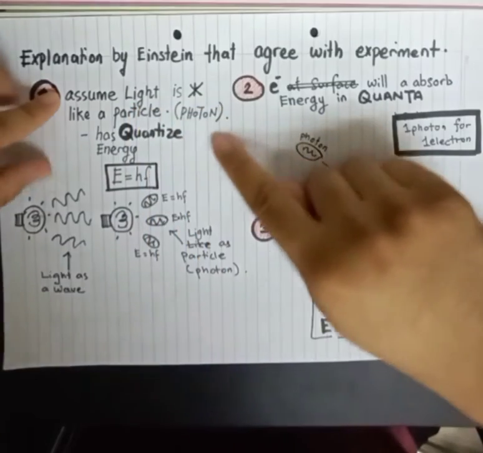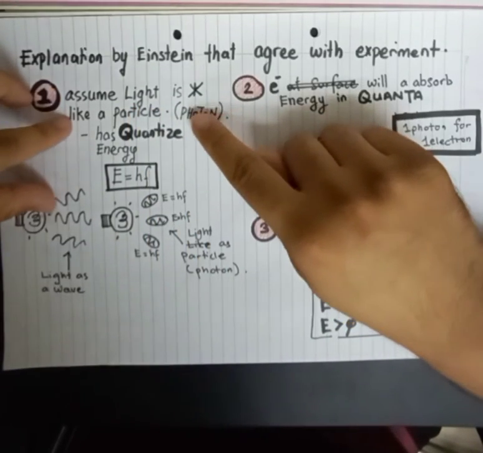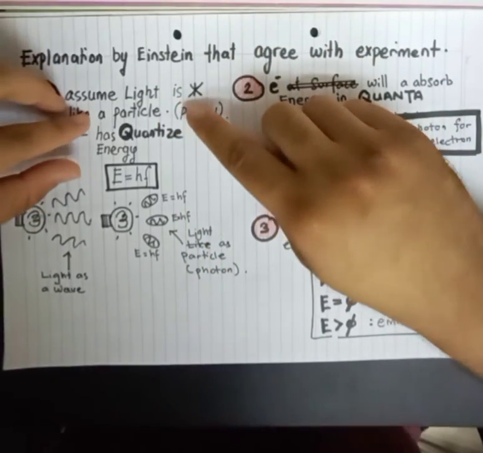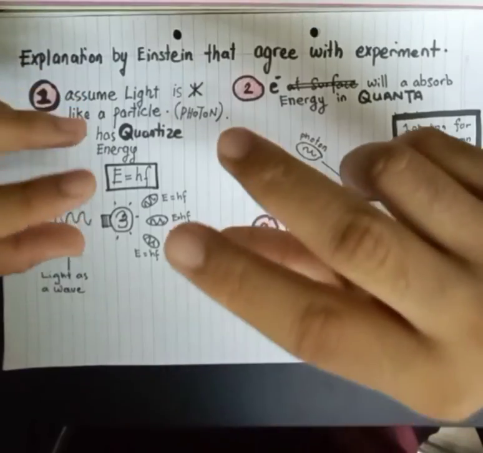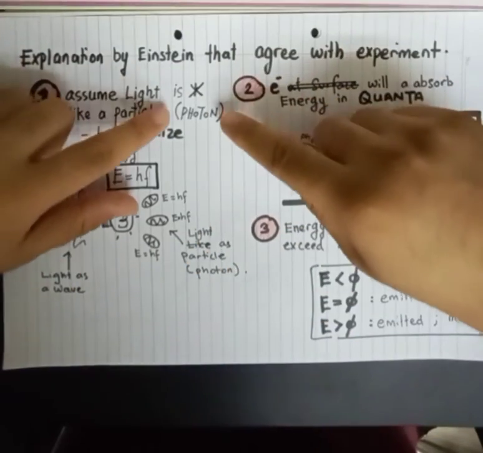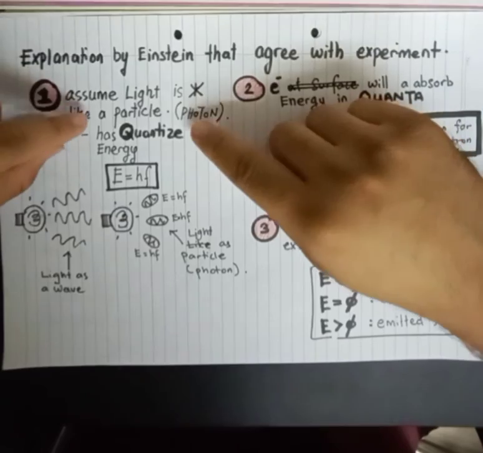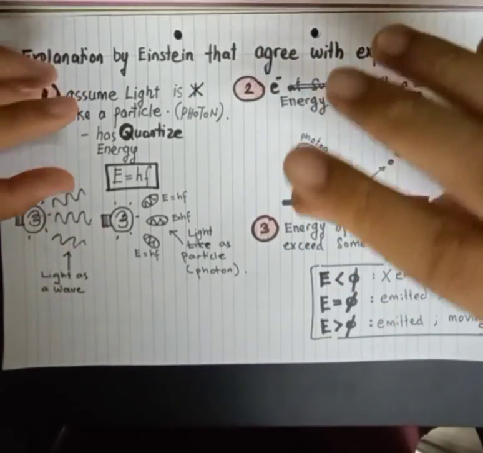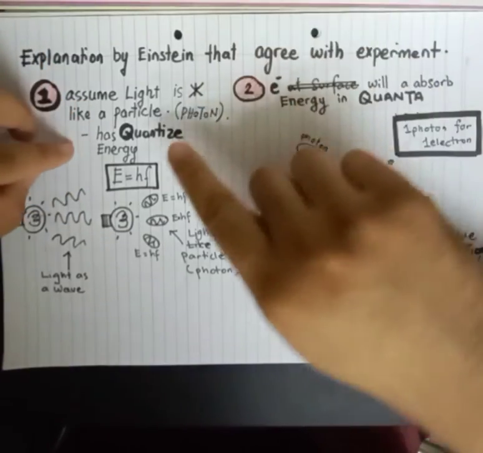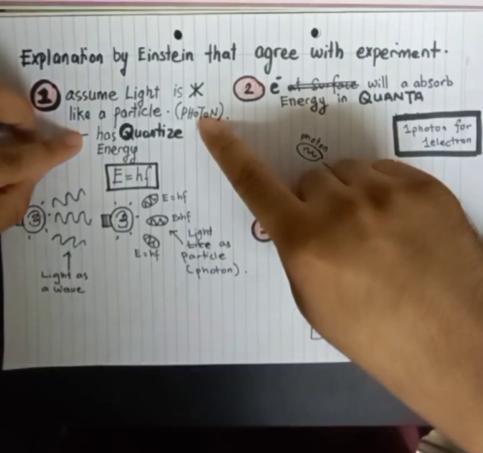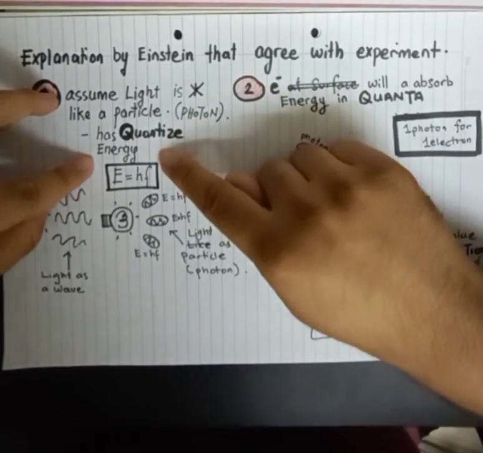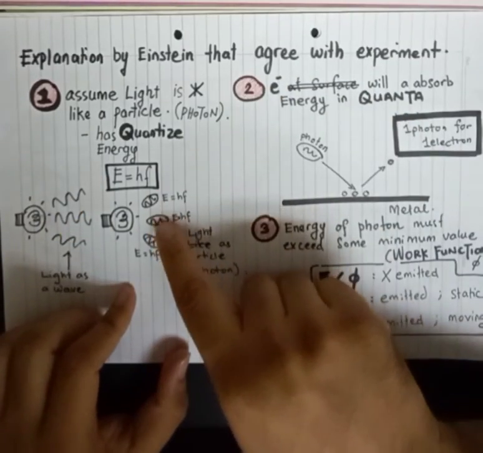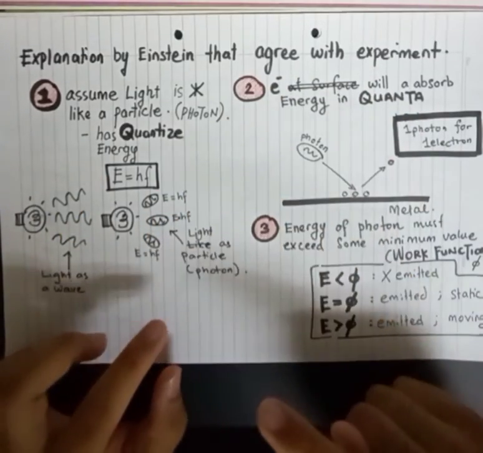Einstein assumed that light behaves like a particle. Before this, we already knew that light behaves like a wave, but Einstein said that light can also behave like a particle that we call a photon. Einstein took the idea from Planck, the quantization of energy, but he applied it to light. He said that a photon, or the particle of light, has quantized energy, and each photon has energy hf. As you can see here, each photon has energy hf.